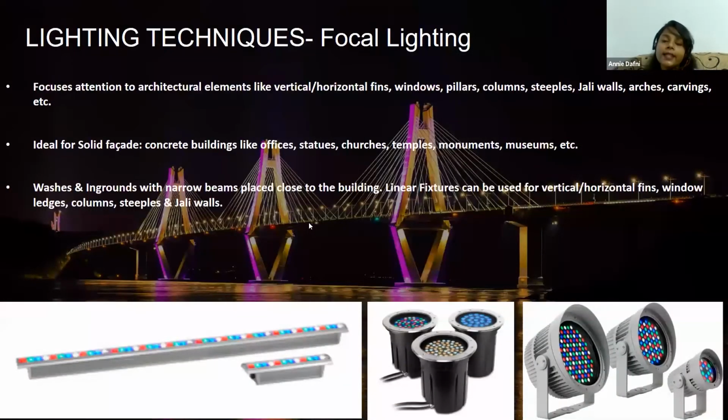Okay, so the second technique is the focal lighting, and in this technique you're basically focusing the viewer's attention on specific architectural elements, and those elements could be anything from a pillar to the curvature of the buildings or columns, fins or jali walls. And again, this is ideal for solid facades. And in this, from the Martin portfolio, the washes and in-grounds with narrower beams will really accentuate the architectural element. And also linear fixtures can be used to highlight elements like fins and columns.